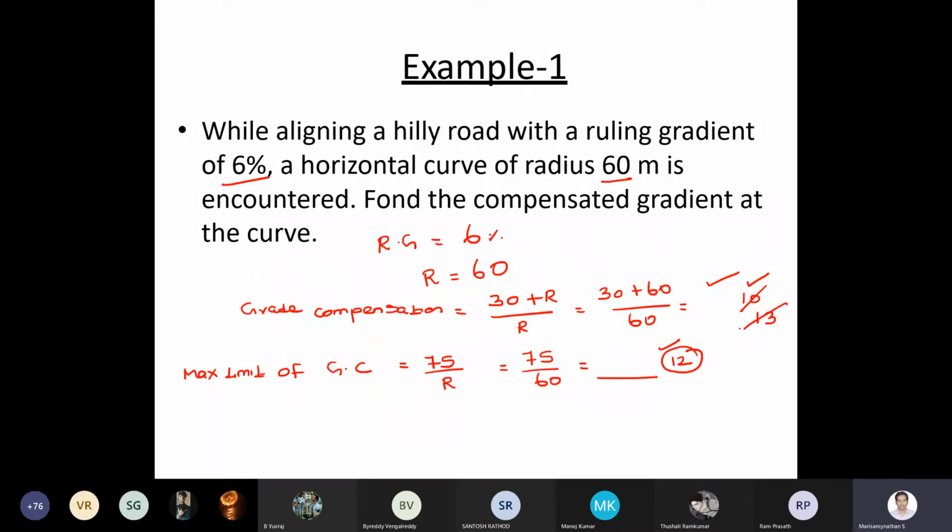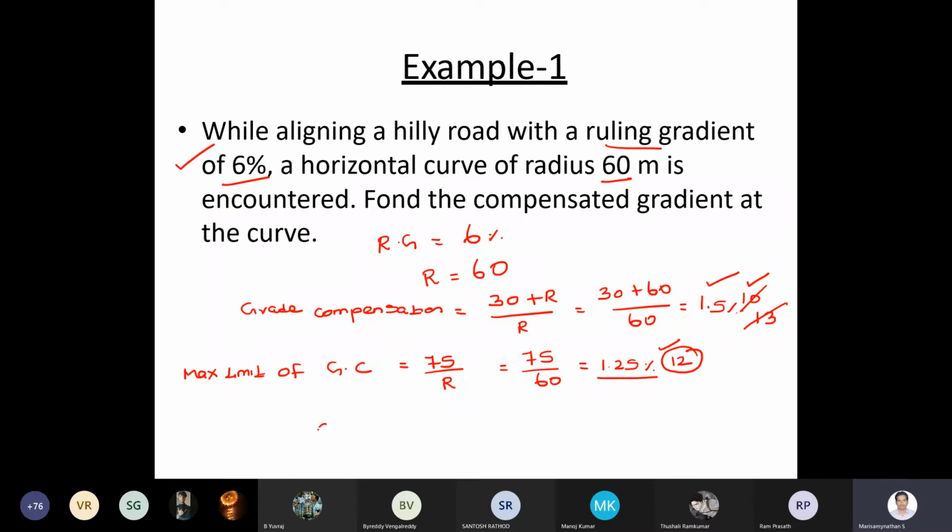So for this particular problem, (30 + 60) / 60, I'm getting the value of 1.5%. The maximum limit is 75 / 60, which is 1.25 percent. So 1.5 is more than the maximum limit, so the grade compensation value is 1.25 percent. The ruling gradient is already given as 6 percent.